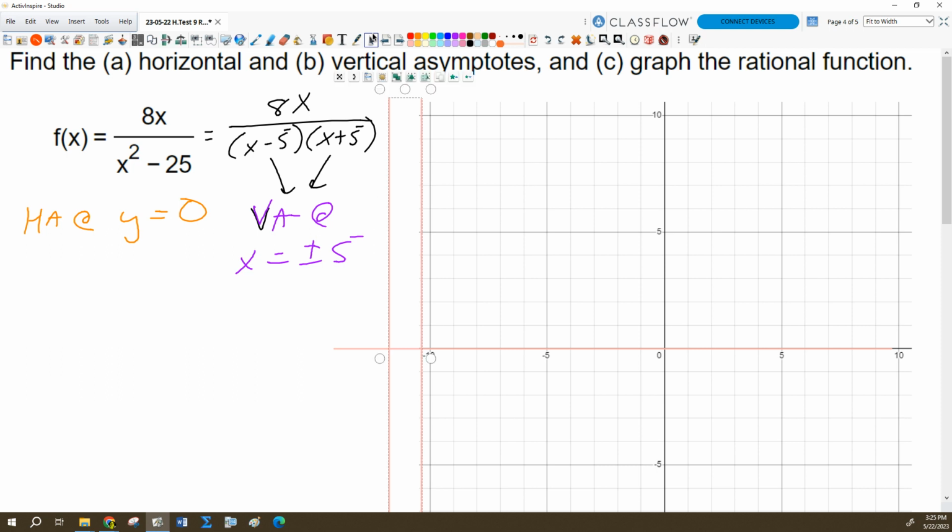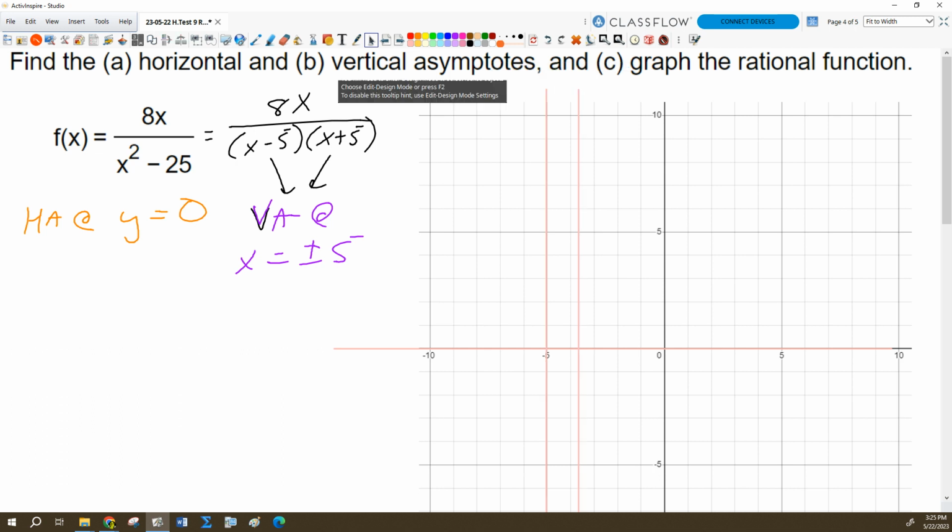Okay, so we could scoot those guys over. So there, I've got all my asymptotes. How about intercepts? Where's the x-intercept? The x-intercept occurs when y, which is the function, equals 0. For what x value does that function equal 0? 0, yeah, right? Because the numerator equals 0 when x is 0.